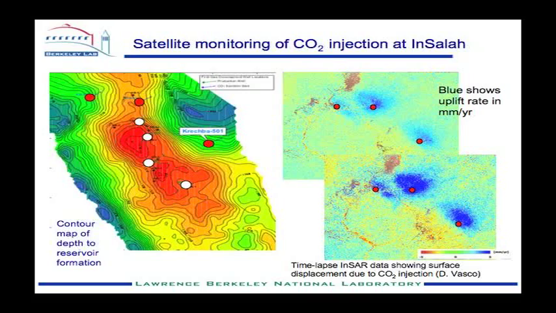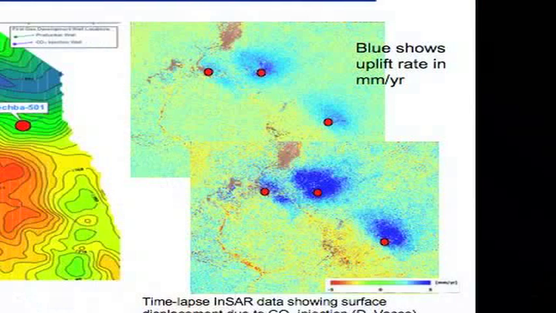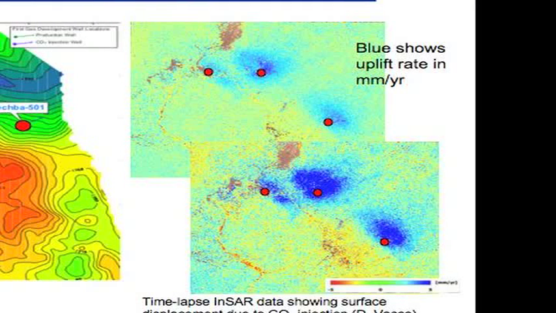There's a lot of interest in this approach to monitoring. The scale is from -5 to +5 millimeters per year.